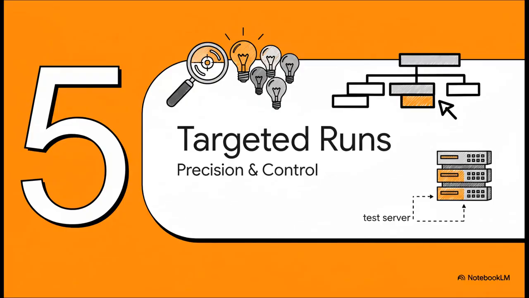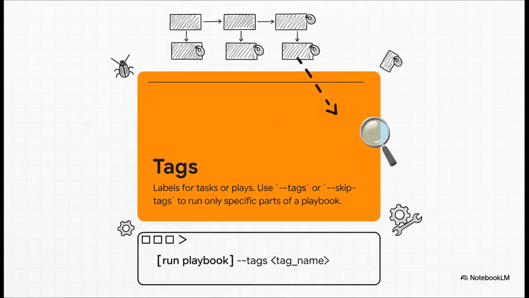All right, for our final set of tools, let's talk about precision. How do you run just one tiny piece of a massive playbook? Or how do you run the whole thing, but only against a single test server? Tags are the answer for controlling what runs. You can stick a tag on any task, any role, any play. Then, from the command line, you can use -tags or -skip-tags to surgically execute only the specific pieces you're currently working on. This is a massive, massive time saver during development.